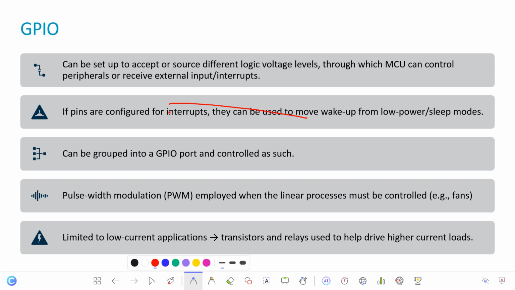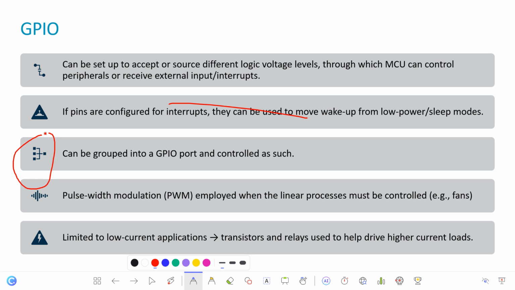The GPIO pins can also be grouped, as we can see. We can group them into a port, typically with 8 pins, because we want to have 1 byte, okay, and subsequently controlled as a group through a dedicated instruction to control linear processes. For instance, in a motor, pulse width modulation is applied. We will explain pulse width modulation shortly. And the GPIO output typically produces low currents, in the order of milliamps to tens of milliamps. If higher currents are desired to drive peripherals such as motors, additional circuitry based on transistors and relays is used to amplify the output.